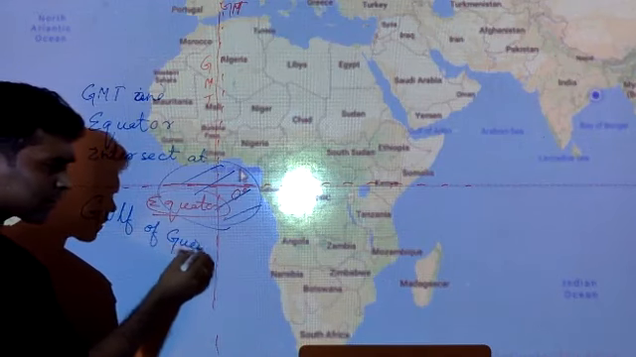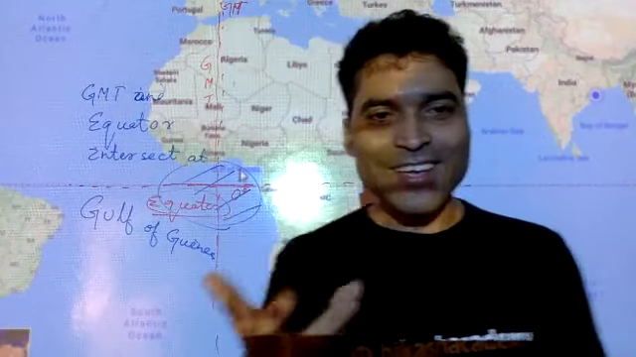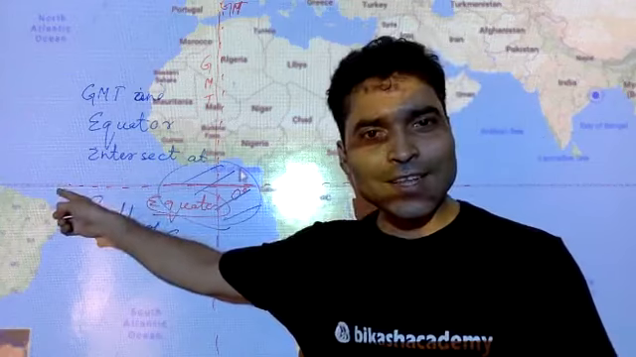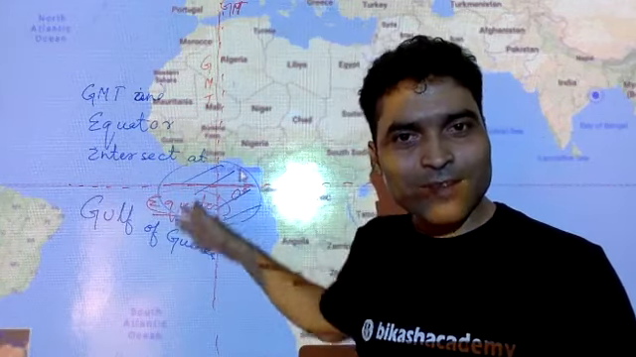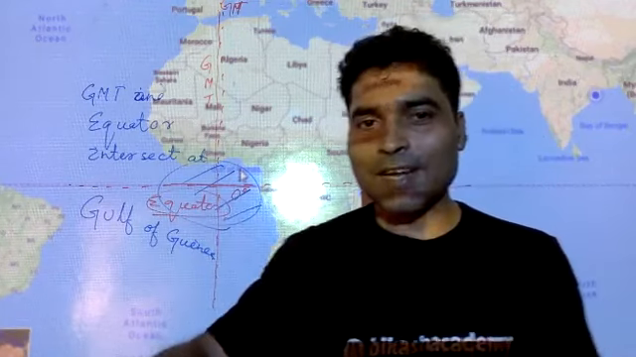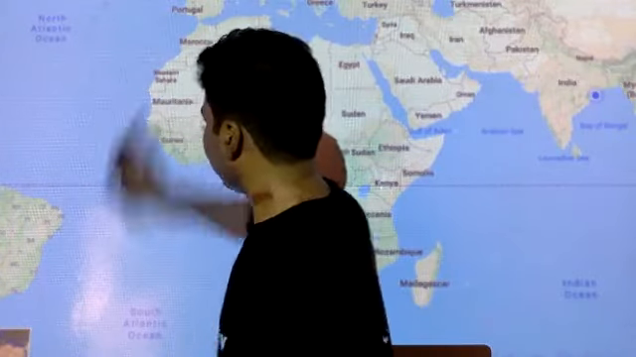Some people also say Guinea, no issue. Whatever it may be, you have to keep it in mind. I hope you got this point. The equator is passing like this and GMT is coming from north to south, and intersecting at this point. Let me wipe this out, then I'll show how it is intersecting. You just see here.